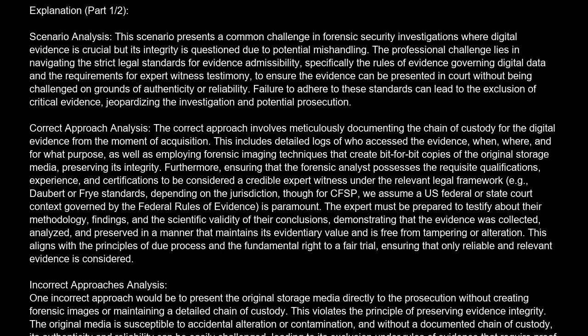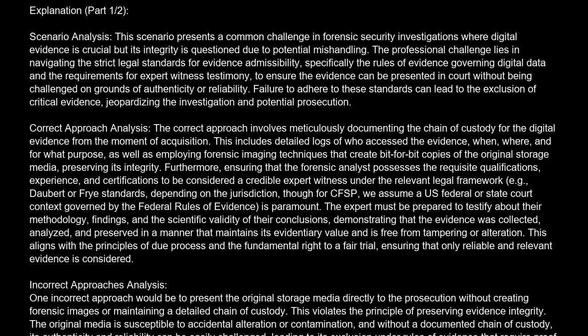Explanation. Scenario analysis. This scenario presents a common challenge in forensic security investigations, where digital evidence is crucial, but its integrity is questioned due to potential mishandling. The professional challenge lies in navigating the strict legal standards for evidence admissibility, specifically the rules of evidence governing digital data and the requirements for expert witness testimony, to ensure the evidence can be presented in court without being challenged on grounds of authenticity or reliability. Failure to adhere to these standards can lead to the exclusion of critical evidence, jeopardizing the investigation and potential prosecution.